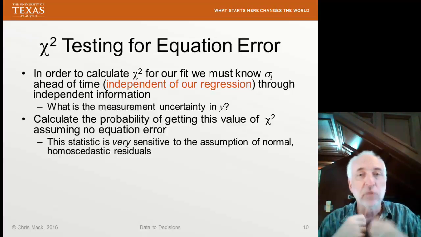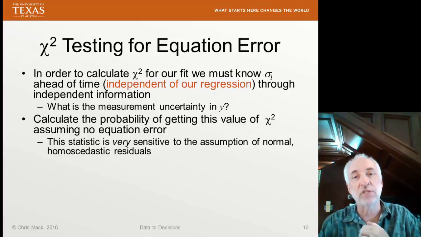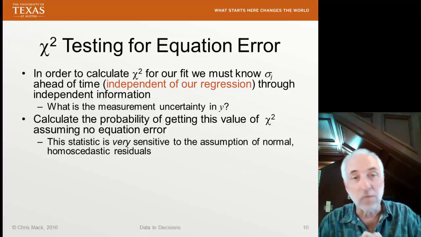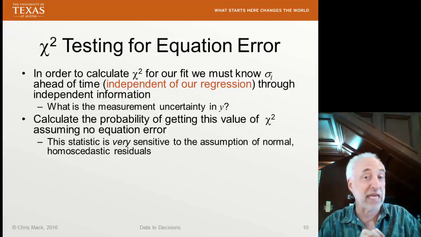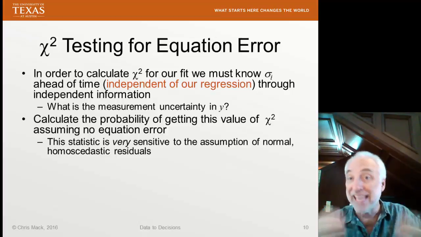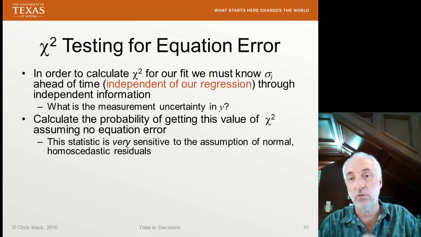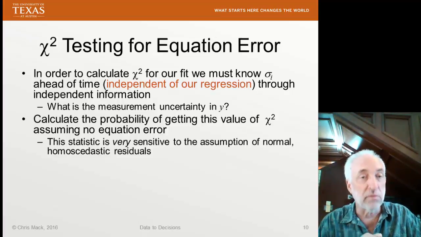So we've done our best fit. We have the sum of the squares of the residuals weighted by sigma i. That's our chi-square for the data. We can ask, what is the probability of getting that specific chi-square value, or something more extreme than that, given just random error?